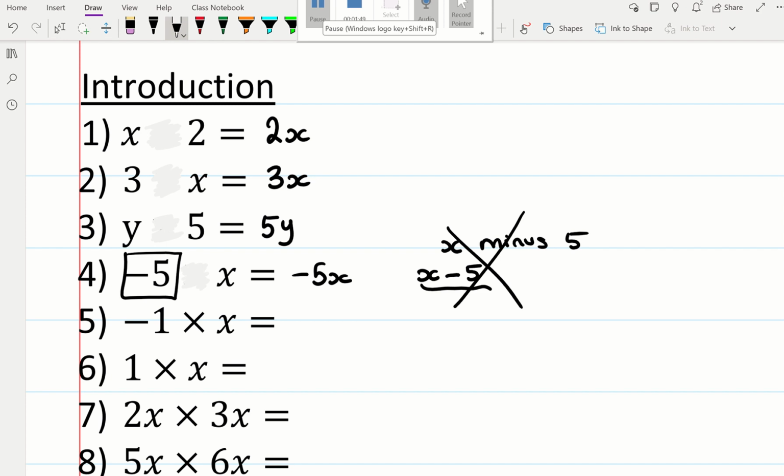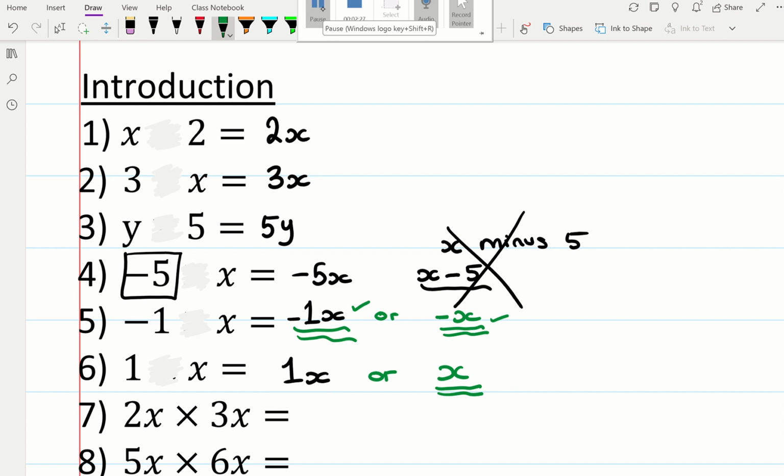What about negative 1 times x? Well, again, I'm not going to write the multiplication sign, and I can absolutely write negative 1x, but also I can write negative x. Negative x means negative 1x. Both are correct. 1 times x, again, I never write the multiplication sign, so it is 1x. Or if you see just an x, this means there is an invisible 1 next to it. Again, both are correct.